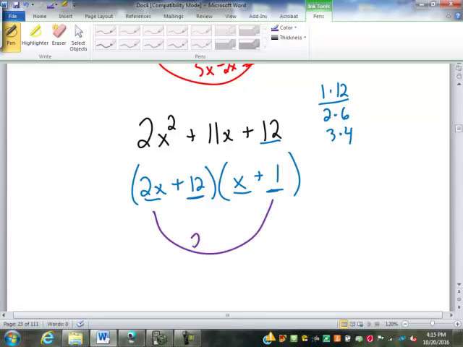Two x times 1 is 2x. Or 12 times x is 12x. That adds up to 14x. It does change stuff, and it's closer to what we want, but it's not what we want it to be. So the 12 and the 1 are not what we're looking for. What do you want to try next?